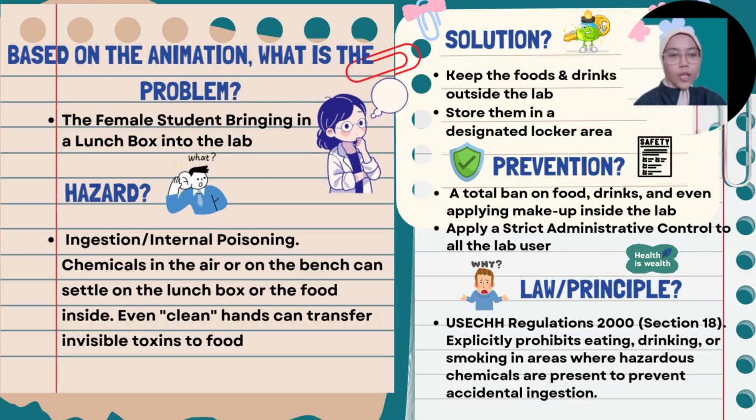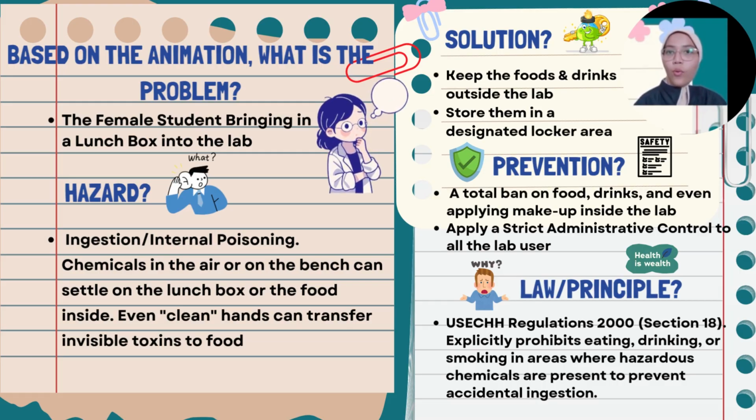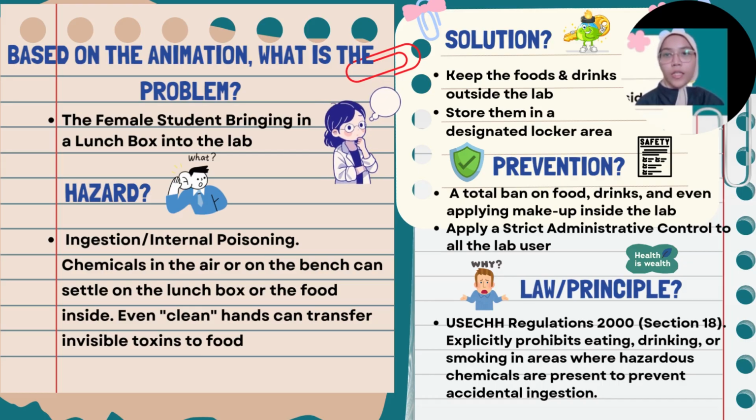This is because chemicals in the air or on the bench can settle on the lunchbox or the food inside. Even a clean hand can transfer a invisible toxin to the food. So, what are the solutions that can be applied to this hazard? We must keep food and drinks outside the laboratory and store them in the designated locker area. We can store our food and important equipment that we are not allowed to bring inside the laboratory in the designated locker area outside the laboratory.